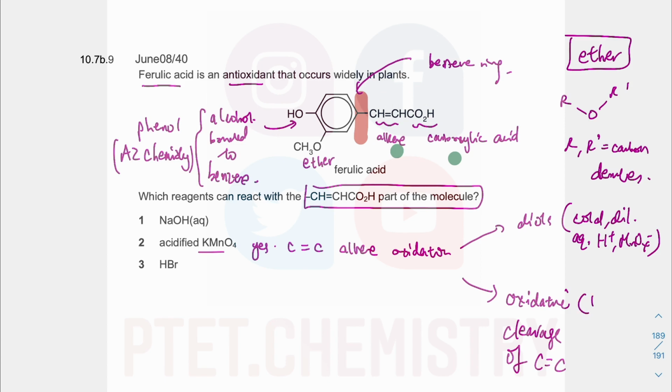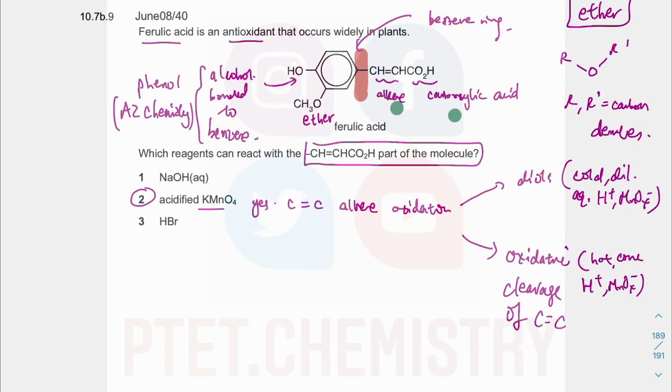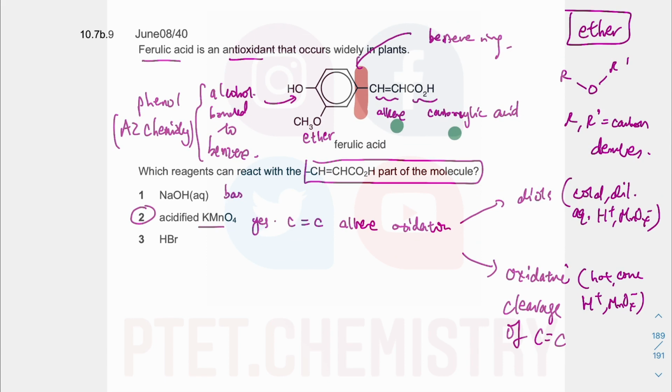That is under hot, concentrated, acidified MnO4 minus, right? So 2 is correct. NaOH is the base. You can think of it as an alkali. It can neutralize a carboxylic acid.